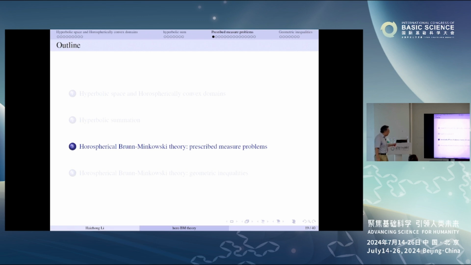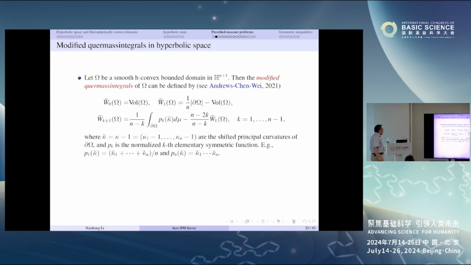Because we have the sum, we can introduce a measure. Before, with no summation, you cannot introduce a measure. So first I introduce a measure. By introducing measures, we find the concept is very important. Before, in Santalo's book for hypersurface in hyperbolic space, there are some quermassintegrals. But for our concept and theory, we find the quermassintegral not important, and the modified quermassintegral is more important. W0 tilde is volume. W1 tilde is not area, it is a combination of area and volume.